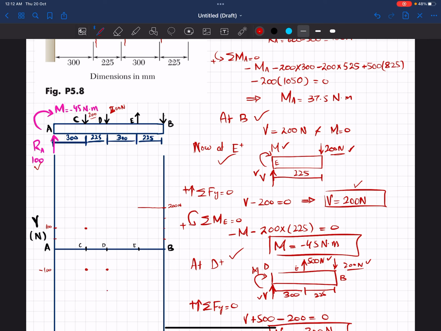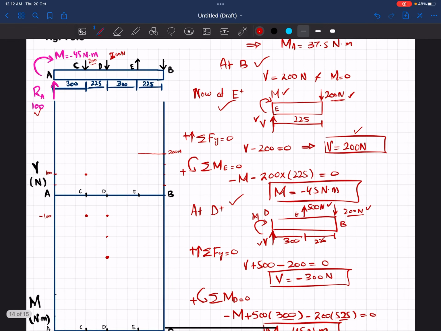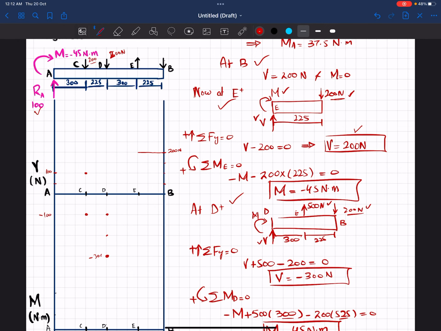So this will be 200 and this point is minus 300. I will write it minus 300. From D to E again we do not have any load, so it will remain the same. But at point E we have a 500 Newton load. So minus 300 plus 500 will be 200, so we will get this point. If you join them, you will get the shear force diagram.